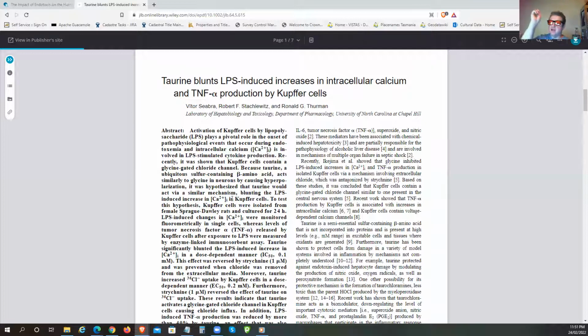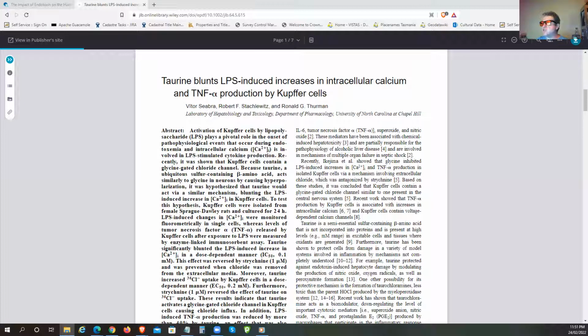And we know from the other video that I did, covering beta cells and stuff like that, remember, I talked about the blunting effect and also the homeostatic regulatory effect of calcium. So taurine blunts the LPS-induced increase, because LPS does increase calcium concentrations.